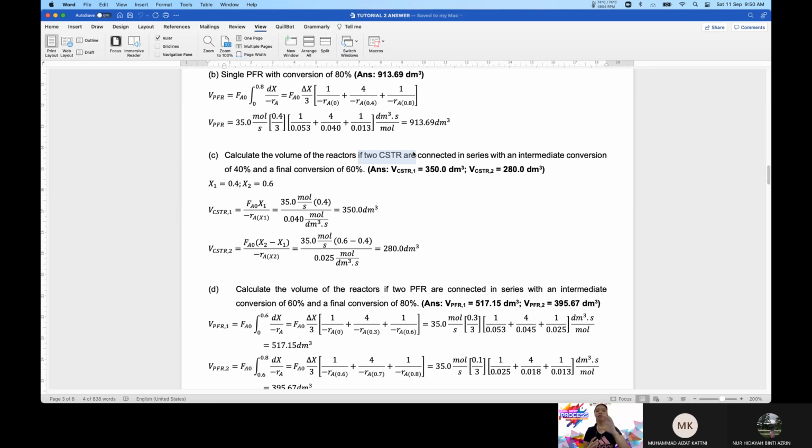So conversion pada reaktor sebelum final reactor, we call as intermediate conversion. So contohnya kalau ada 2 reaktor, X1 tu intermediate, X2 tu final conversion. Katakan kamu ada 3 atau 4 reaktor, katakan 4 reaktor, meaning X1, X2, X3 intermediate conversion, X4 baru final conversion. So dalam kes ni kita hanya ada satu intermediate conversion, X1 0.4, and we have one final conversion. Final conversion saya rasa satu lah sebab dia ada last reactor. X2 is 0.6.